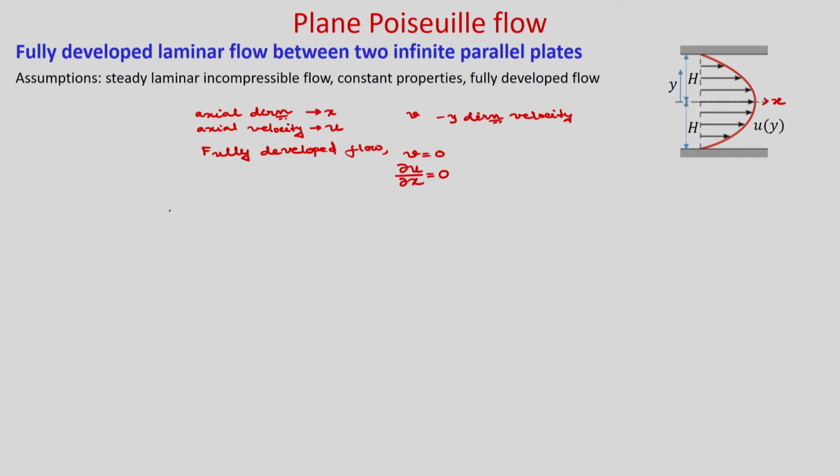So, you can see your x momentum equation is rho times del u by del t plus, we are writing for two dimensional situation, u del u by del x plus v del u by del y, is equal to minus del p by del x plus mu times del 2 u by del x square plus del 2 u by del y square. So, this is your x momentum equation.